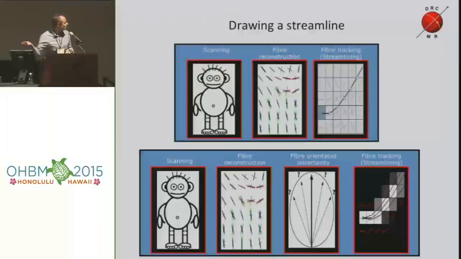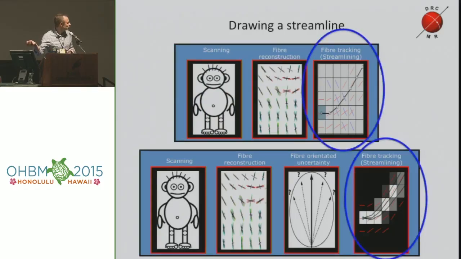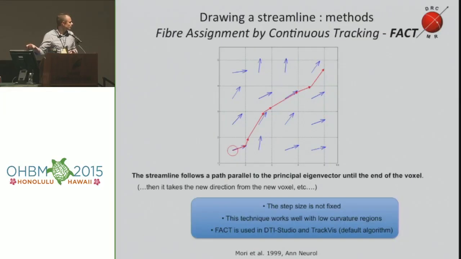Okay, so that was it. We have these two last stages that we have not been talking about today, so I will just go quickly into that. This is how we actually draw streamlines. I said that these are the same procedures that you can use.